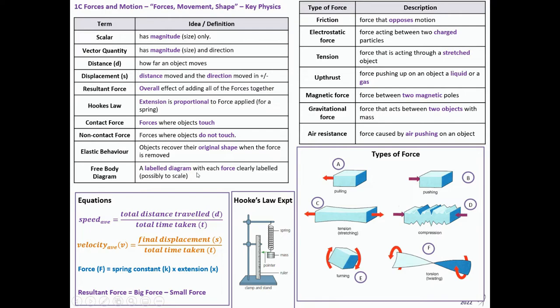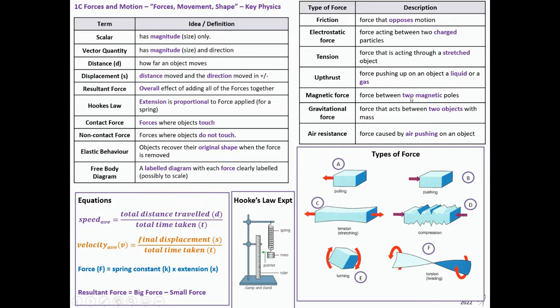Free body diagrams, so labeled diagrams with the forces clearly labeled, kind of like this bit, but a little bit more complex. We should know our different types of force, so friction, electrostatics, tension, so that's when we're pulling something out. Upthrust, so forces pushing on an object in a liquid or a gas. So we don't use that for solids.